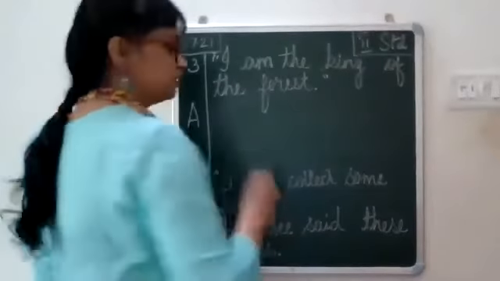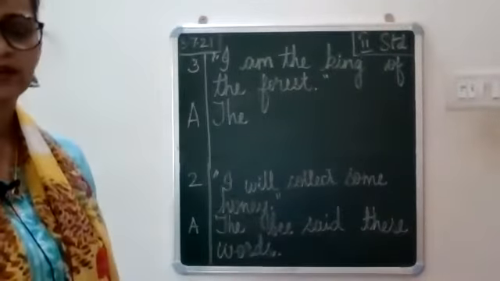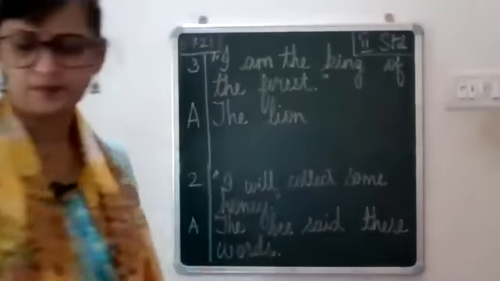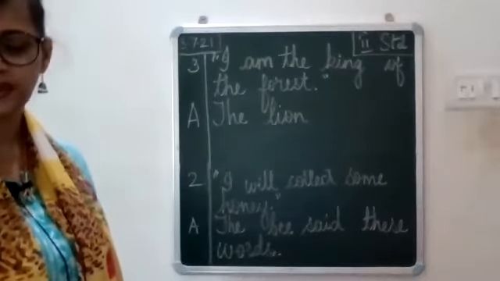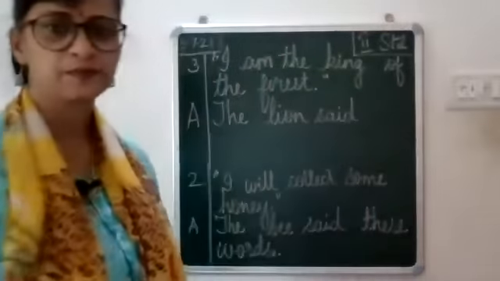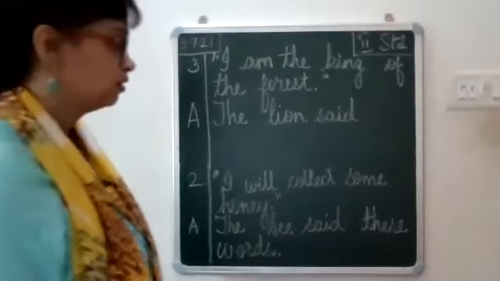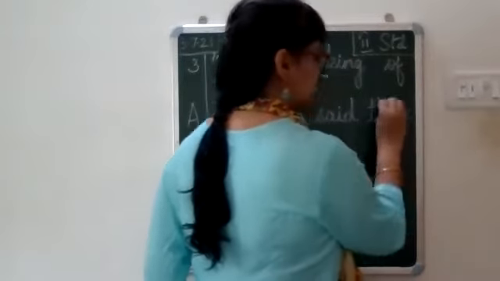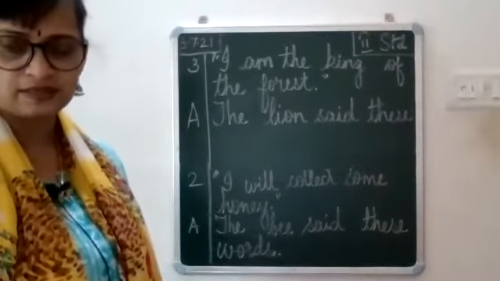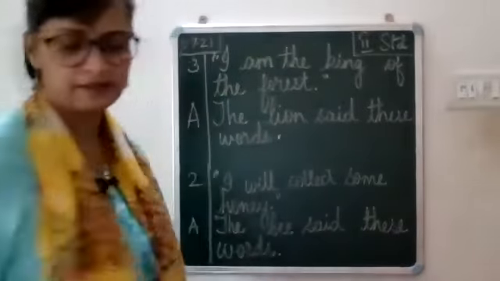Okay, now leave a line. Write down capital A for answer in the margin. And then write down capital T-H-E, the. Lion, L-I-O-N, lion. Leave a finger space, write down S-A-I-D, said. Leave a finger space, write down T-H-E-S-E, these. Leave a finger space, write down W-O-R-D-S, words. And then put a full stop.